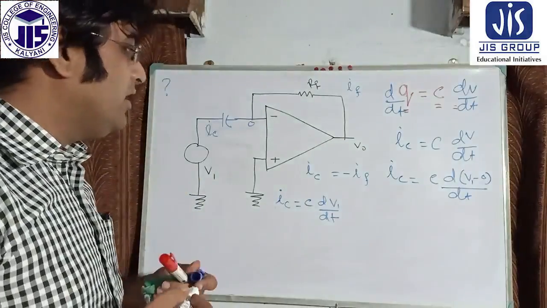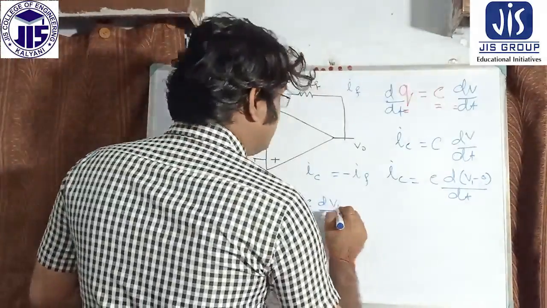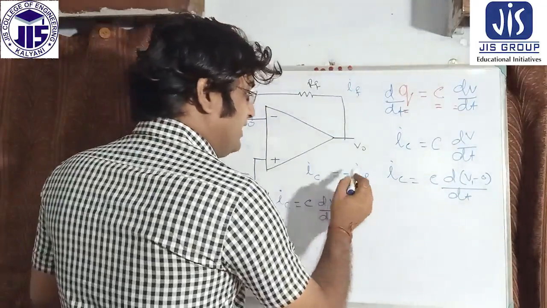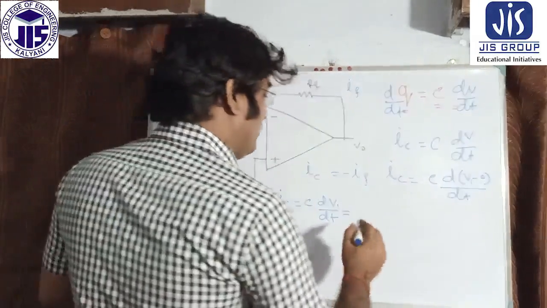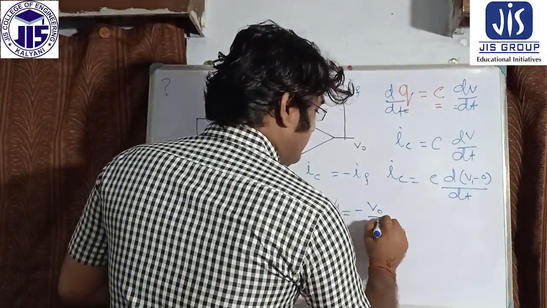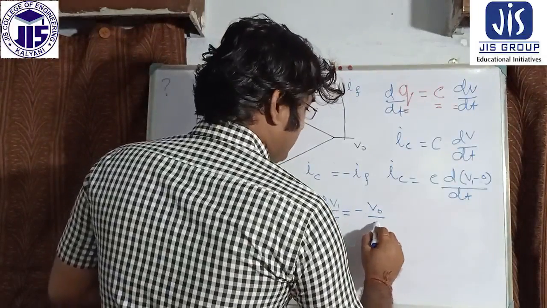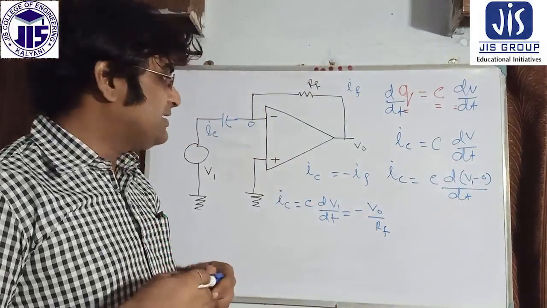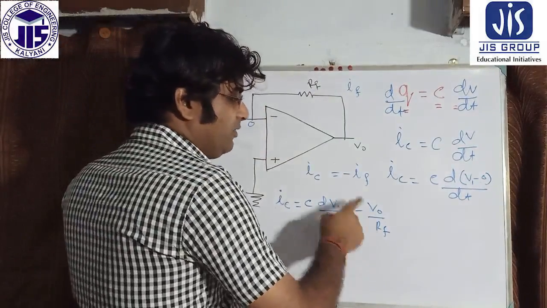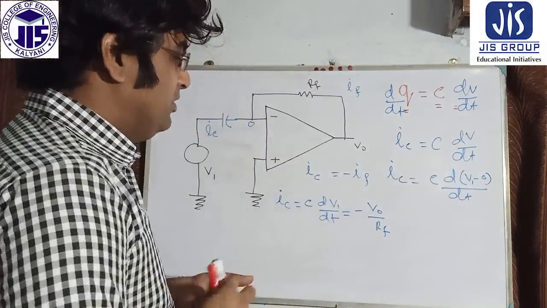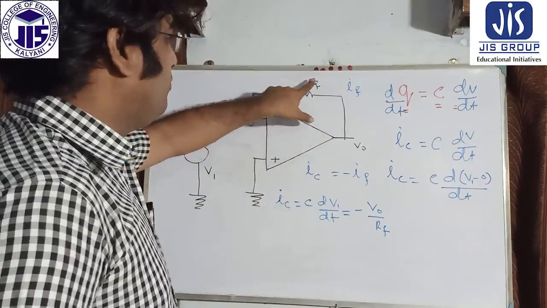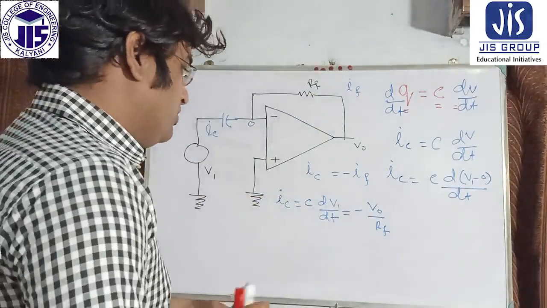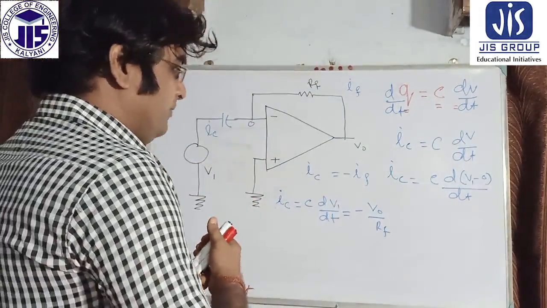IC equals C dV1/dt, which is equal to minus IF. Minus IF is what? Minus Vo by RF. This IF equals minus Vo by RF, since it is Vo minus 0 by RF, that means Vo by RF. So we can represent it like that.